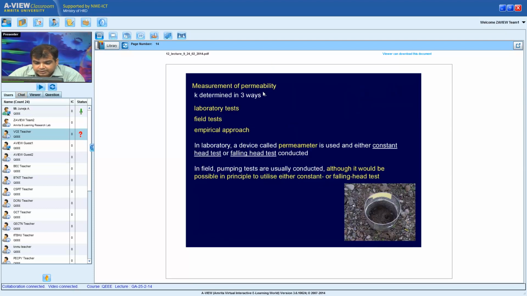Let me move to the next slide, please. The measurement of permeability is done in the lab and the field. In the next lecture, we will do the laboratory measurement. Field measurement is beyond our scope. We will not do it, at least for these video lectures. But I leave it to your individual institutions if you would like to do the field test. But the laboratory test is something which we will do in the next class.